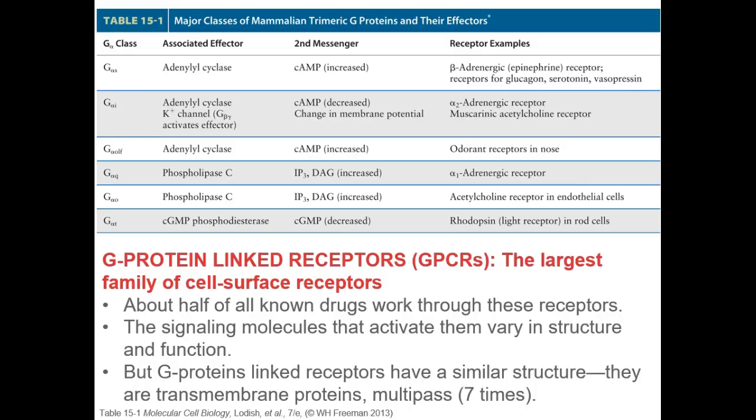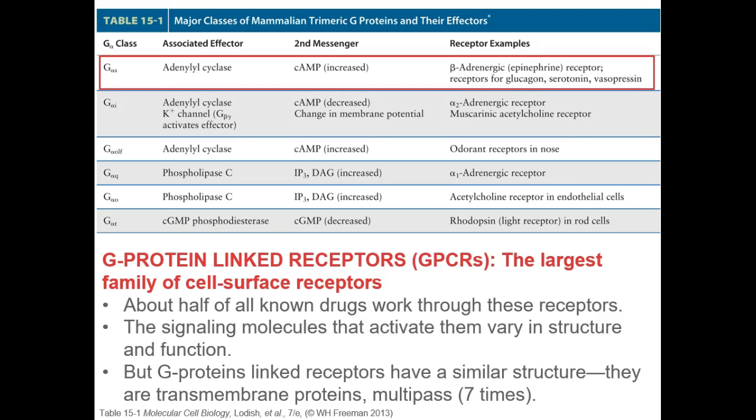So first let's talk about the receptor. We're going to talk about each of these proteins in order of how they are activated. The G protein coupled receptors are the largest family of cell surface receptors, and about half of all known drugs work through these receptors. They're called G proteins because they bind GTP, and there are different classes of G proteins. The one we're probably most familiar with is G alpha sub S. This is associated with adenylyl cyclase, and the second messenger is cyclic AMP. We would have talked about this in earlier classes using epinephrine and glucagon as signaling molecules.